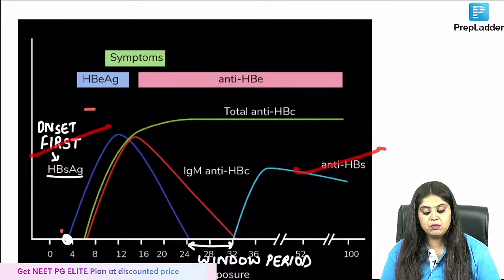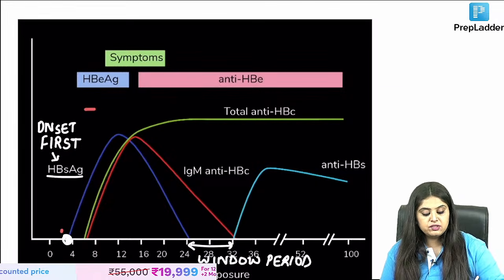So surface antigen and antibody are done. Now I look at HBE, which is telling me infectivity.